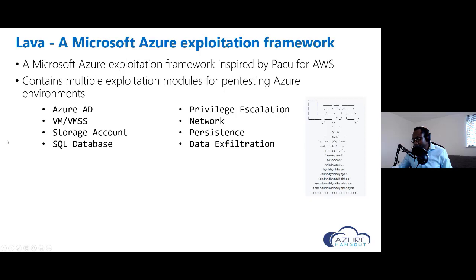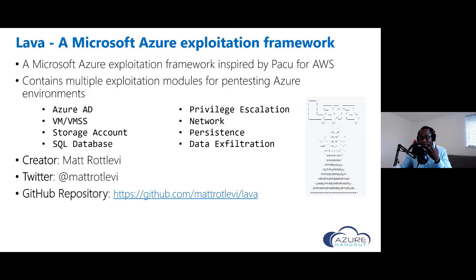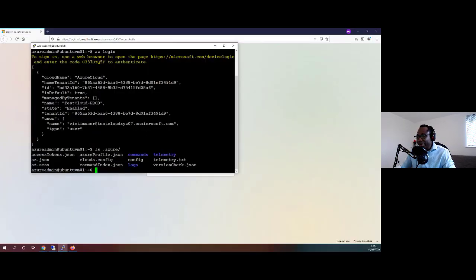The person that created Lava is Matt Levy, and that's Matt's Twitter account. To download Lava, you can go to that GitHub URL, which is Matt Levy's GitHub account, go to the Lava repository, and you'll be able to access it from there. So I will go ahead and install Lava.